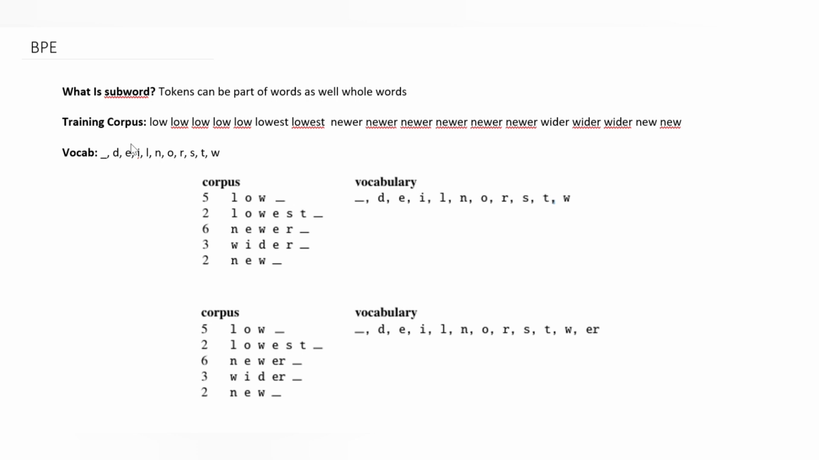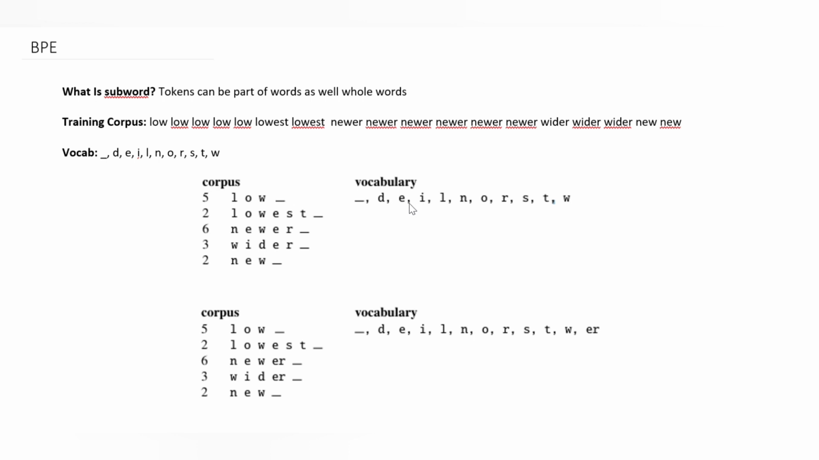Now we have all the vocabulary, all the unique characters, and we have this end-of-word character here. As you can see, this is our corpus, and we have low followed by the end-of-word character. And this number shows us how many times low is appearing. So low is appearing 1, 2, 3, 4, 5 times in our corpus. Lowest is appearing 2 times, newer is appearing 6 times, wider is appearing 3 times, and new is appearing 2 times. You can count it and verify. And we have the vocabulary D, E, I, L, N, O, R, S, T, W and this underscore.